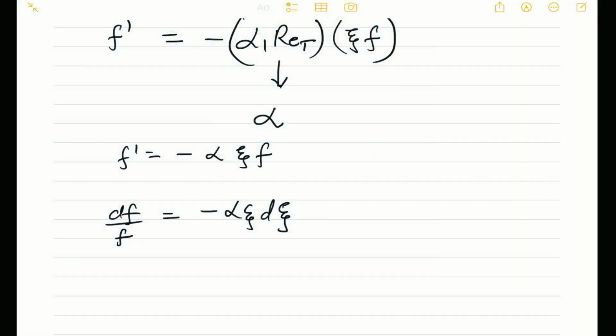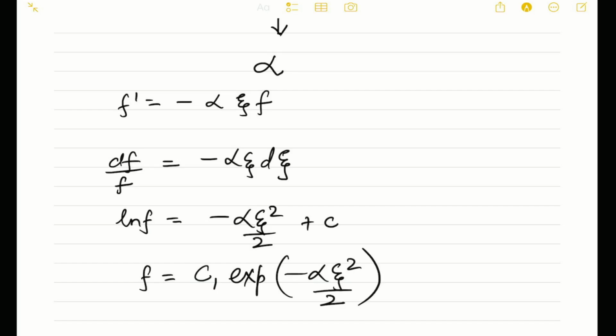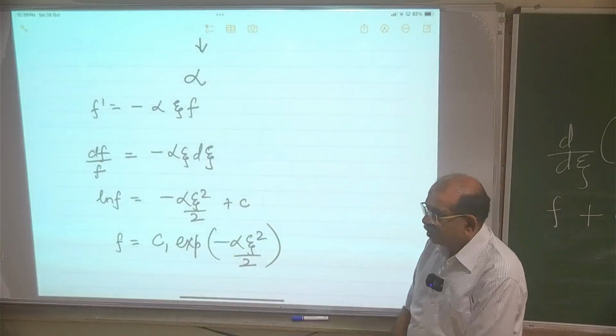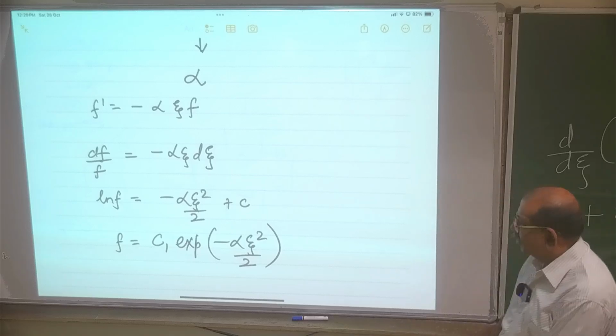And this gives me log of f is equal to minus alpha zeta square by 2 plus constant, and f will be equal to c1 exponential, and this is what was the form. I just wrote it last time, but now I have derived it.